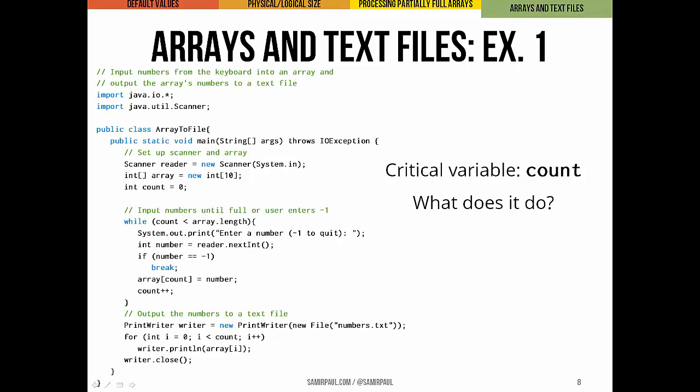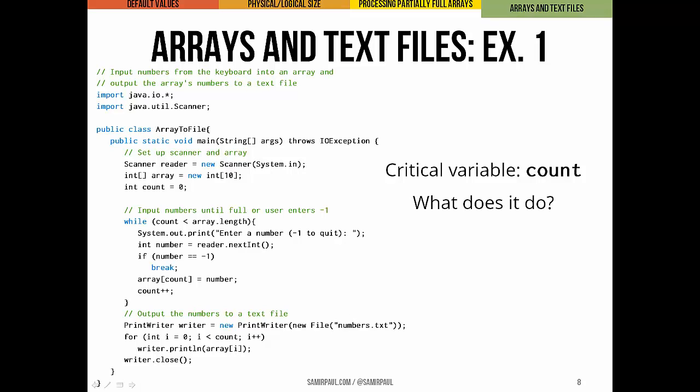Let's wrap up by looking at a couple of short programs that use arrays in conjunction with text files. We can see in this first program, essentially what we're saying is I want to create a new array that has 10 slots, and I have the logical size, which currently starts at 0. I'm going to take some user input from the console until the user types in -1. Every time, I'm going to store my new number into the appropriate spot in my array, and I'm going to increase the logical size. Finally, I take those numbers and output them to a text file.